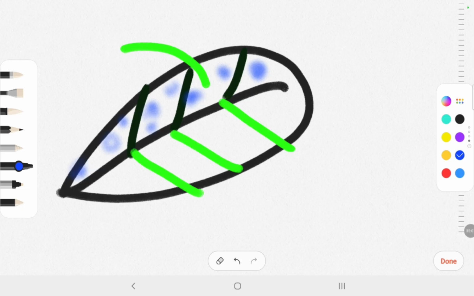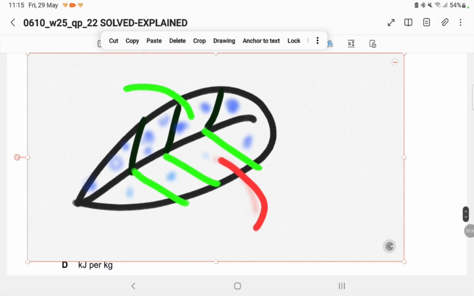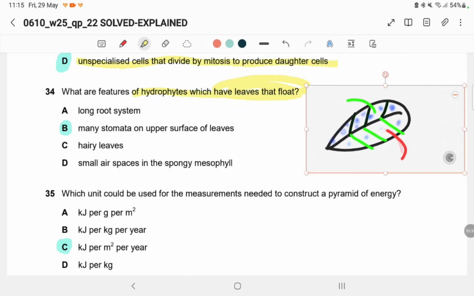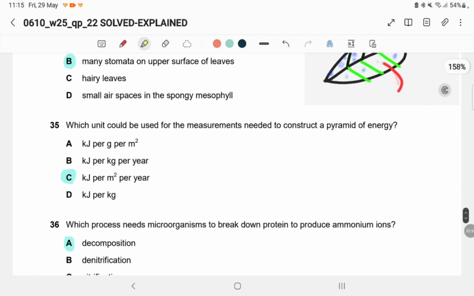Basically, this means that more stomata will help the plant to float. But on the lower surface, which is this one in red, it will have fewer stomata, like 1, 2, 3 or 4 at most. But the upper surface will have more. The count is just for illustration, it's not real, of course. The upper surface will have much more, but it's just for you to understand.